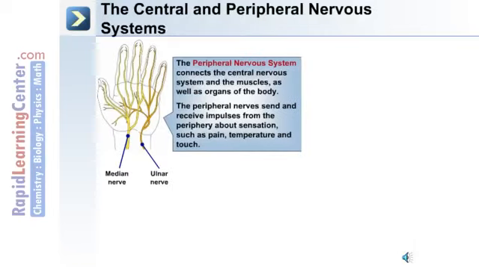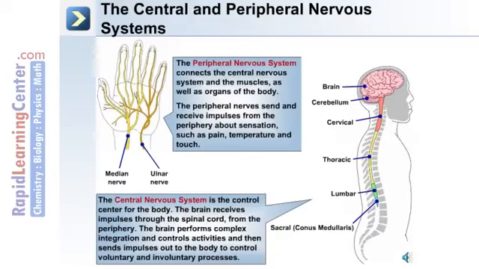The peripheral nervous system connects the central nervous system and the muscles, as well as organs of the body. Peripheral nerves send and receive impulses from the periphery about such things as pain, sensation, and temperature. Shown here in the diagram are two example peripheral nerves in the hand region, the median nerve and the ulnar nerve. This information is sent to the central nervous system, which includes the brain and the spinal cord.